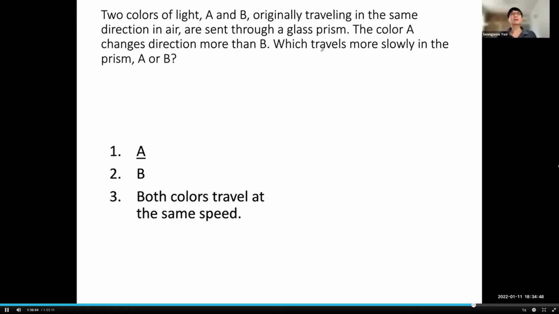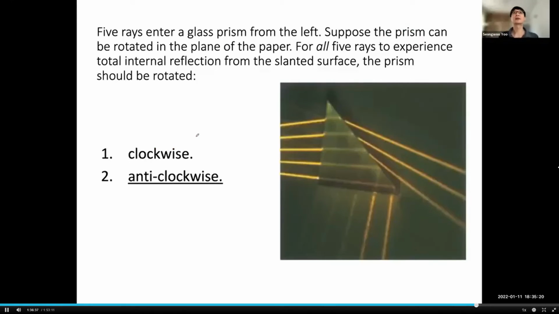Now, we consider two colors A and B, and color A changes direction more than B, which means color A experiences a higher refractive index. Therefore, its traveling speed is going to be slower than B, with the lower refractive index. Therefore, the correct answer is A. So light in a higher refractive index will travel slowly.